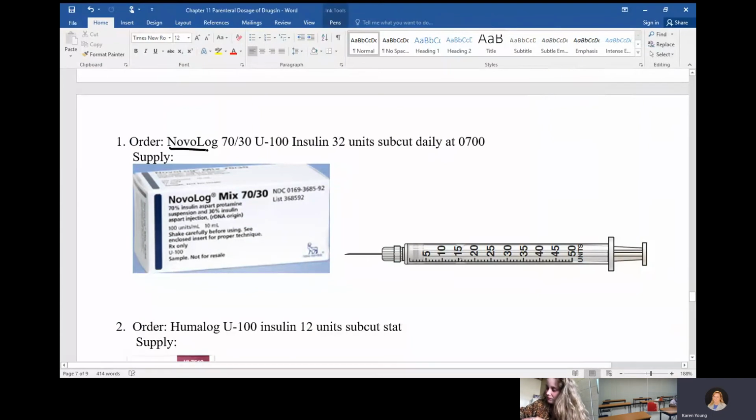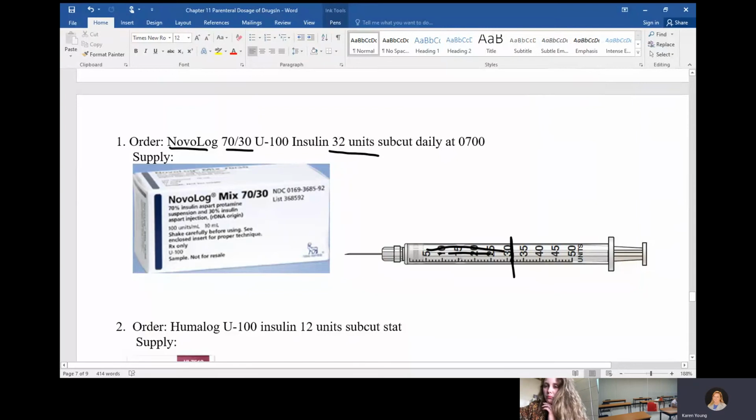I've got Novolog 70/30, which means it's a mix. It's got 70 units of the longer acting and 30 units of the shorter acting. It's 100 units per milliliter, so it's a U100. Make sure your syringes are U100. It'll say on the package that it's U100. So my label matches. It says administer 32 units subcutaneous, and insulin's usually given subcutaneous. So I'm going to come over here, and I'm going to mark 32 units.